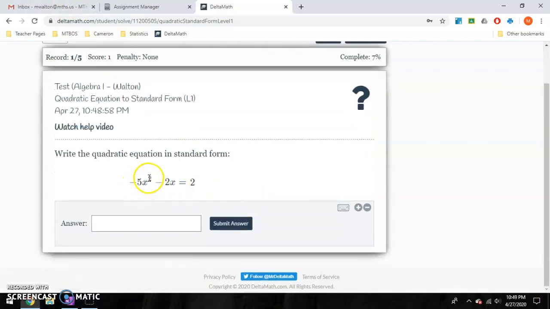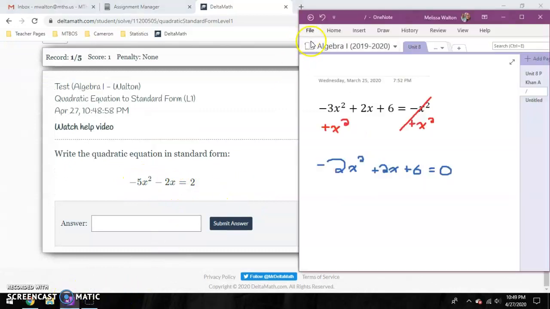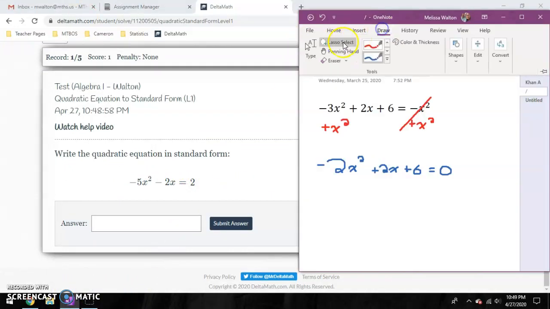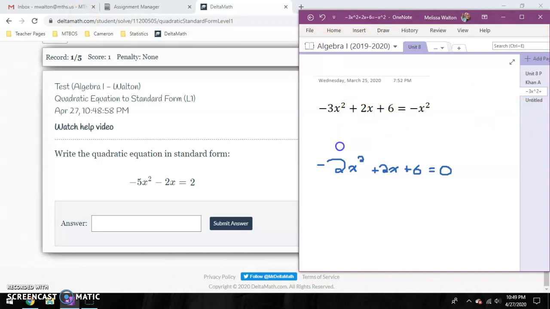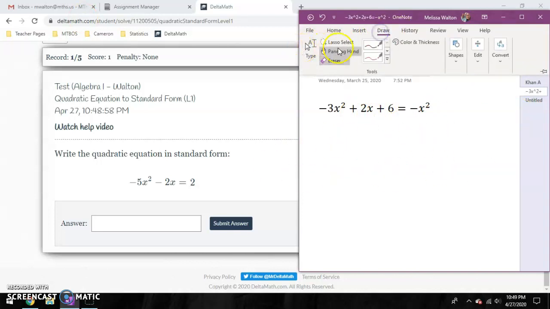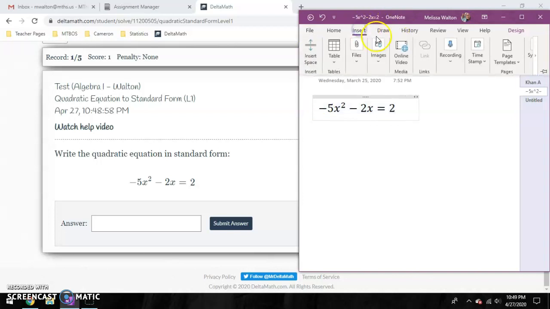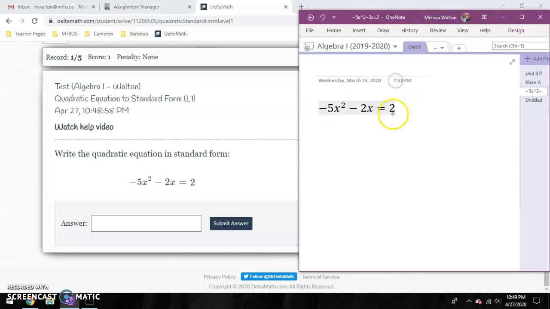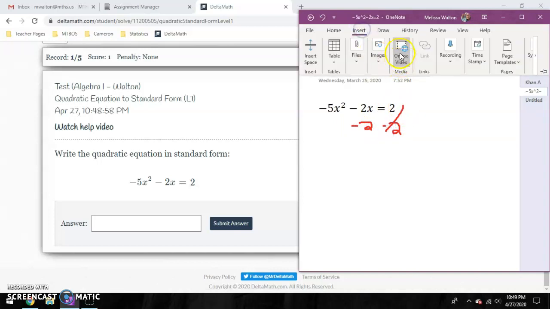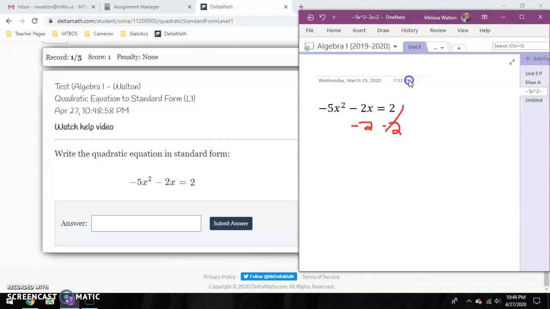All right, let's do one more together. We have negative 5x squared minus 2x equals 2. We started off with negative 5x squared minus 2x is equal to 2. It looks like the only thing that we have is this equals 2 on this side. We will need to subtract 2 from both sides. Positive 2 and negative 2 cancel out to 0.